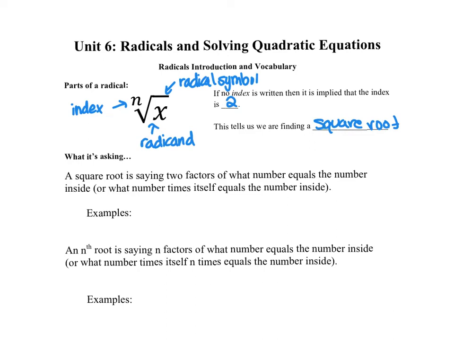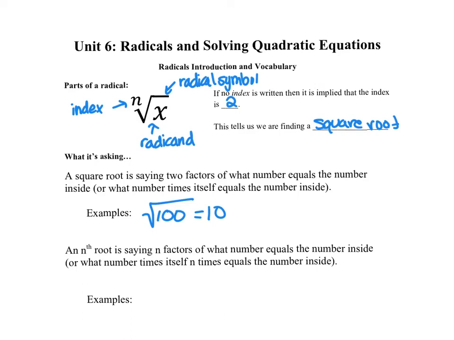I'll show you what I mean in our first example. A square root is saying that 2 factors of what number equals the number inside, or what number times itself equals the number inside. So the square root of 100 is 10. In this case, we're taking a square root, and we know that because no index is written, so it's implied that it's a square root. It's saying what number squared equals 100. 100 is our radicand, and if we were to simplify it, we would get 10.